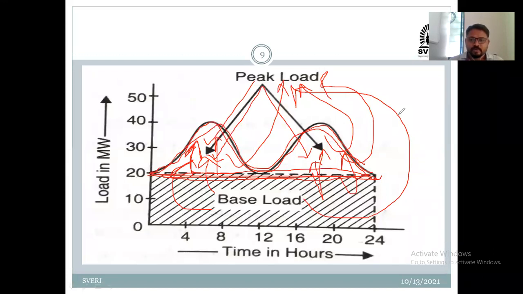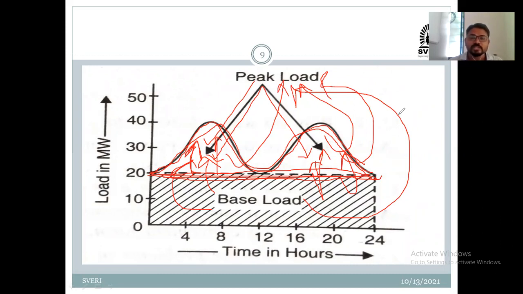Okay, base load and peak load, these are the parts of the load curve. This is not another different concept. Whenever we have the load curve, with the help of that load curve we get the information of base load and peak load.